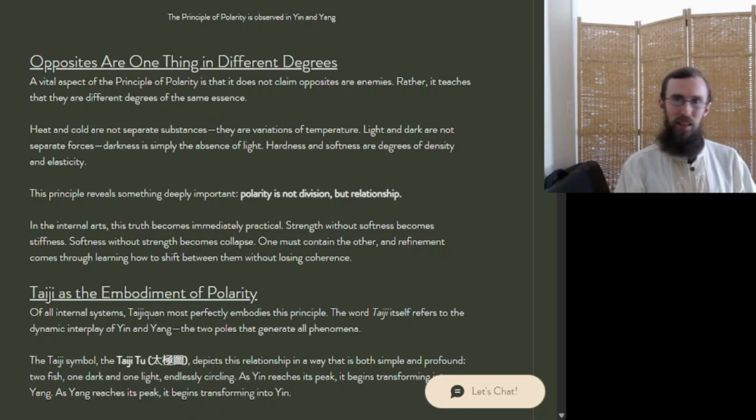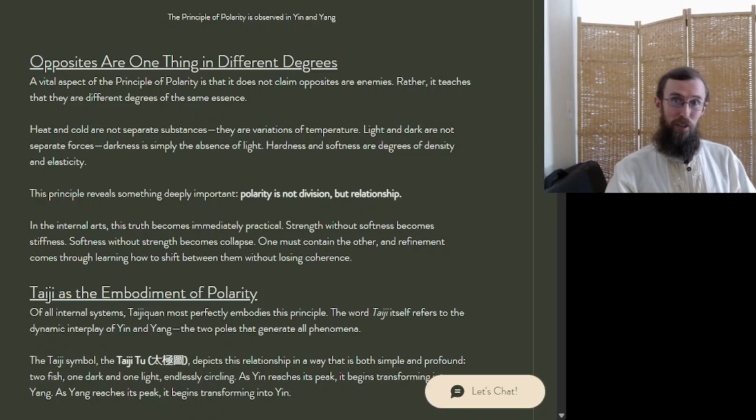Heat and cold are not separate substances. They are variations of temperature. Light and dark are not separate forces. Darkness is simply the absence of light. Hardness and softness are degrees of density and elasticity. So this principle reveals something deeply important. Polarity is not division, but relationship.